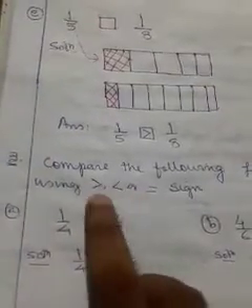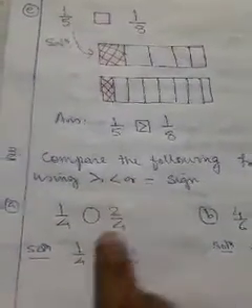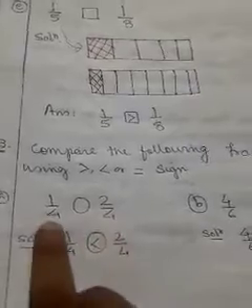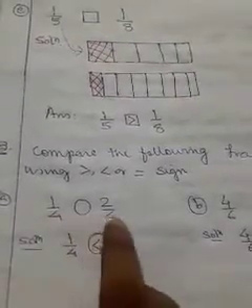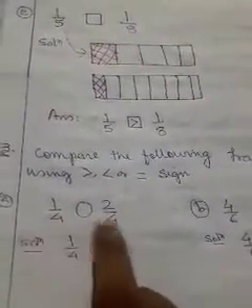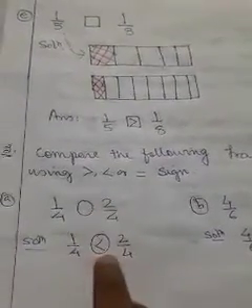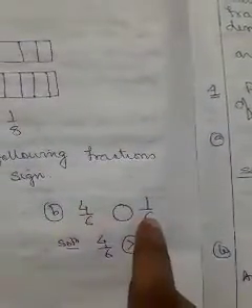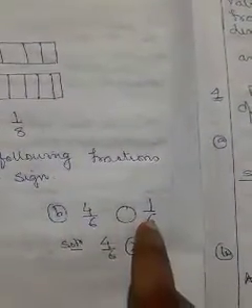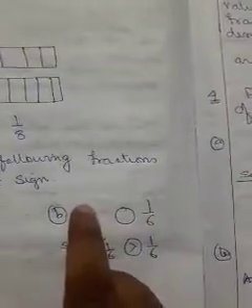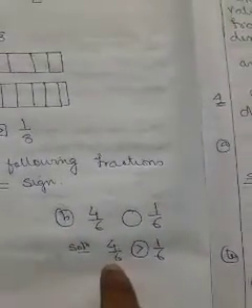Here, compare the following numbers. You have to use these 3 signs: greater, smaller or equal. Here in this case they are like fractions and the denominators are equal. So in this case 2 is greater. That's why 2 by 4 is also greater. Similarly here also they are like fractions, because the denominator is 6. But 4 is greater than 1. That's why this fraction is greater.